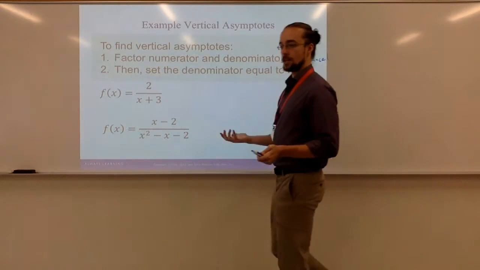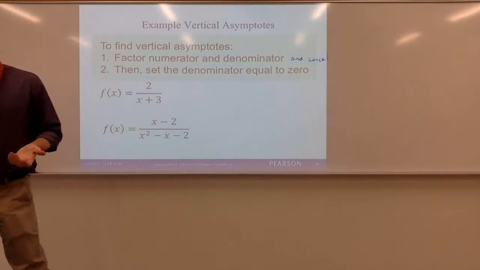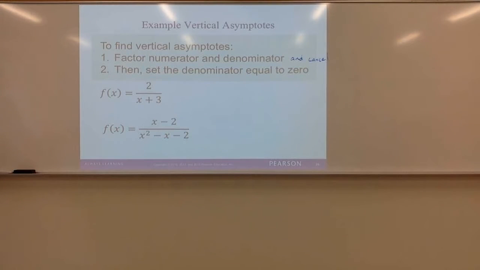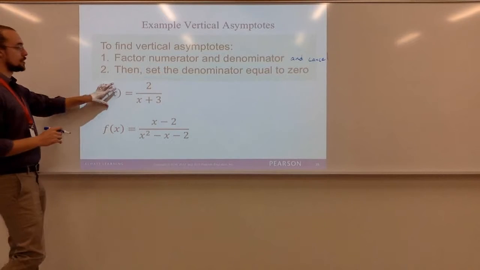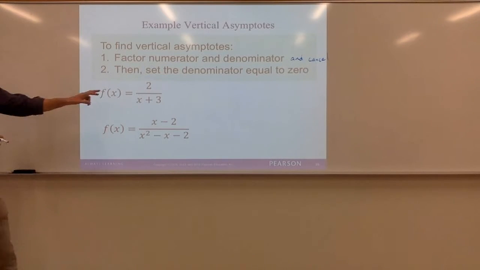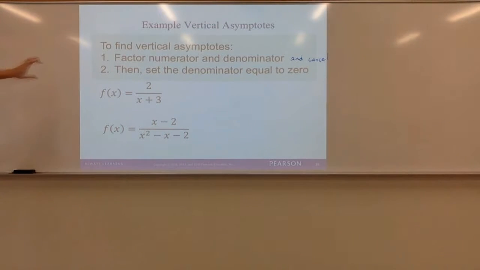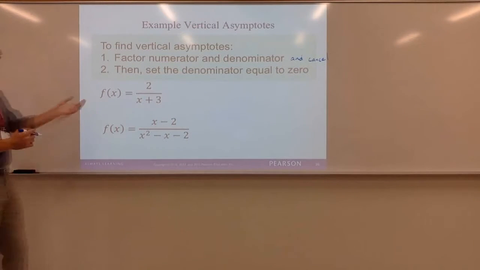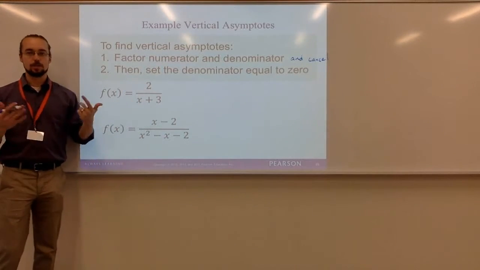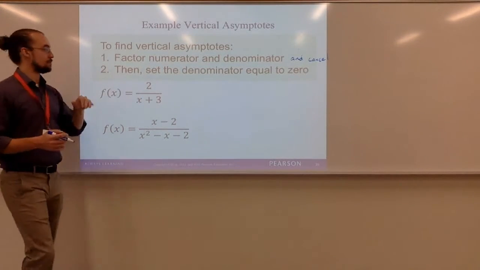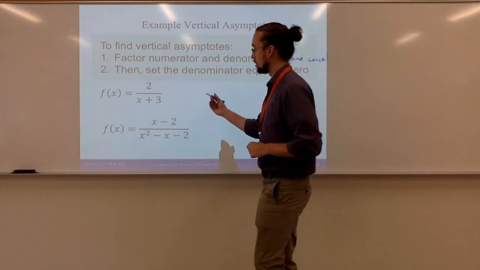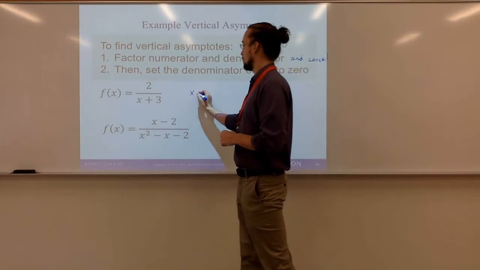Then set the denominator equal to 0. Wherever the denominator equals 0 of a rational function is where we get an asymptote. Okay? So let's take a look at this first one here. I've got 2 over x plus 3. So first step, I'm going to factor the numerator and denominator and cancel any common factors. Well, in this case, there are none. There's no factoring to be done. There's nothing to cancel. So I can just go right to step 2, set the denominator equal to 0.